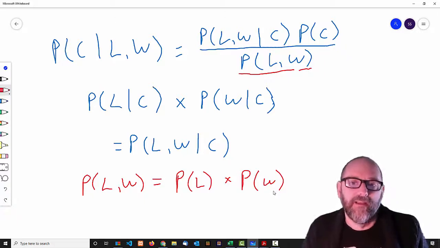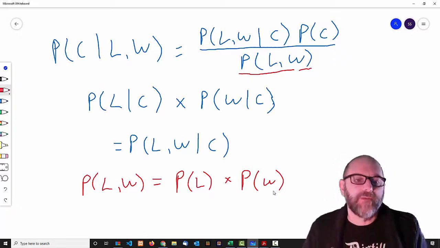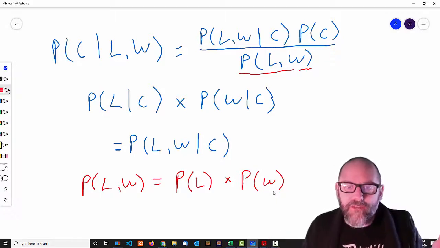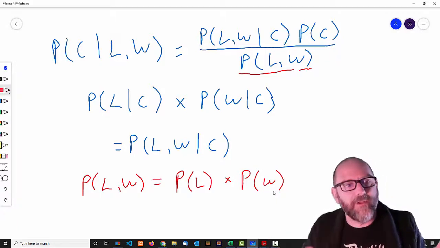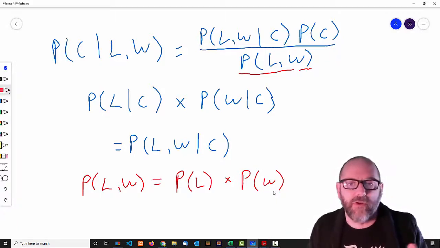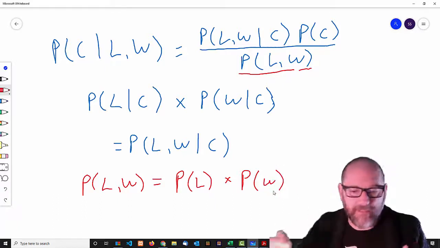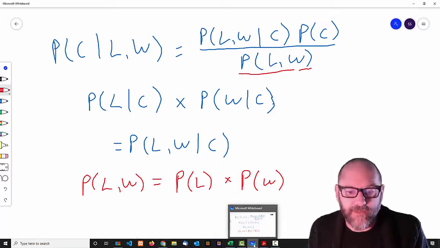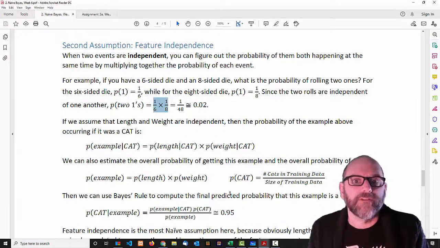How could it possibly be that the length of a cat is independent of the weight of a cat? That would be suggesting that the longer the cat, it doesn't make any difference as to how heavy it's going to be. But those two things are obviously related. Height and weight are related. Length and weight are related to one another. They are not independent. So this is a silly assumption to make. It's a naive assumption to make. But you know what? It works.